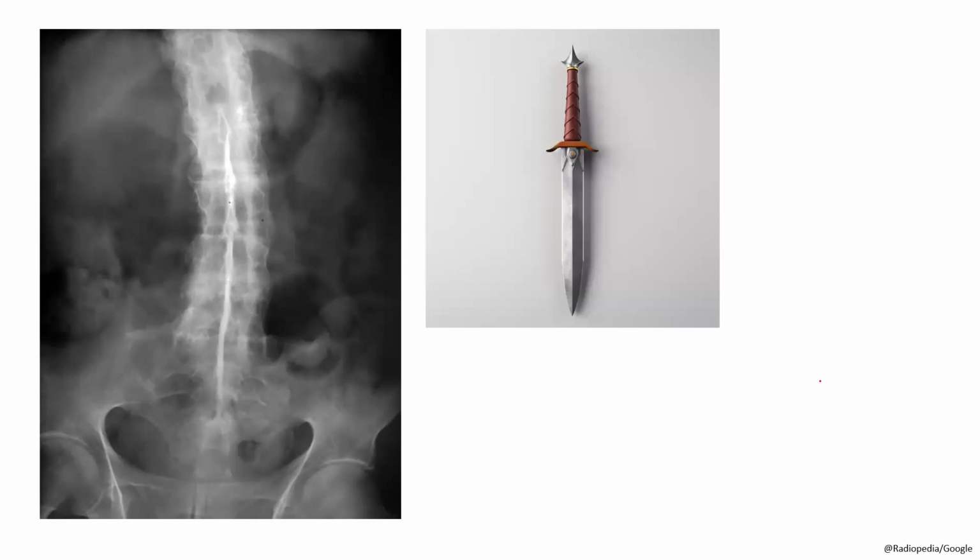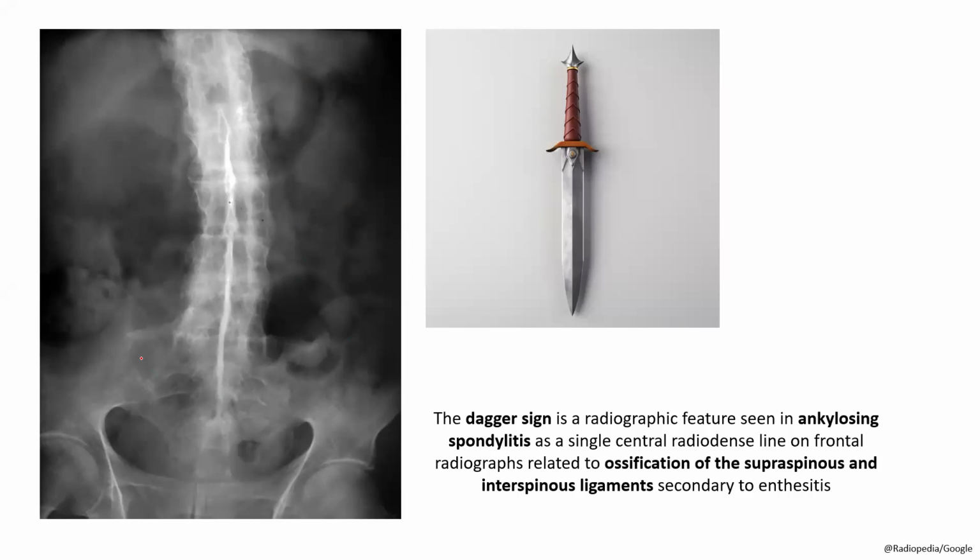What is happening in this lumbar radiograph? You can find a radiodense line in the midline giving dagger appearance, and you can also see bony ankylosis of bilateral sacroiliac joints. So this is an advanced case of ankylosing spondylitis, where there is ossification of supraspinous and interspinous ligaments giving dagger sign.